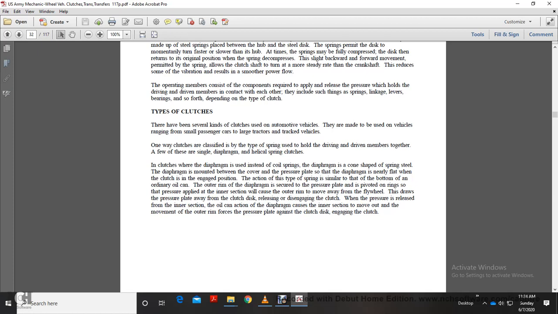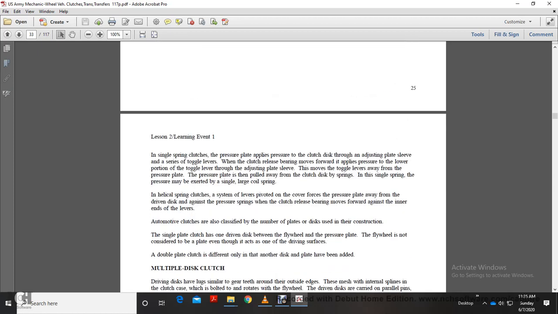The pressure is relieved from the inner section. The oil can action in the diaphragm causes the inner section to move out, and the movement of the outer rim of the pressure plate against the clutch disc engages the clutch.